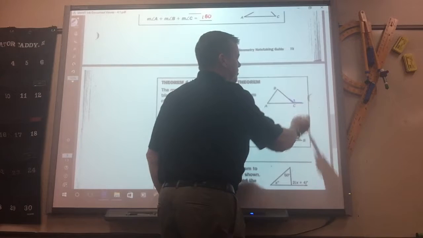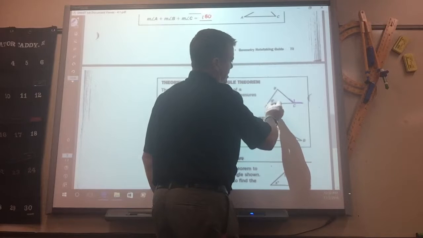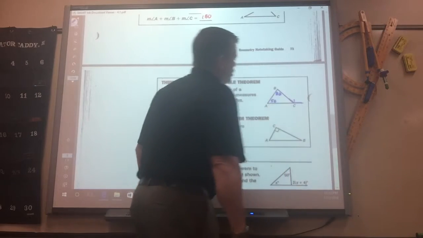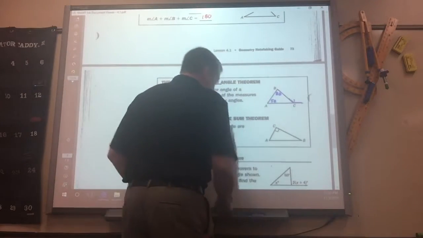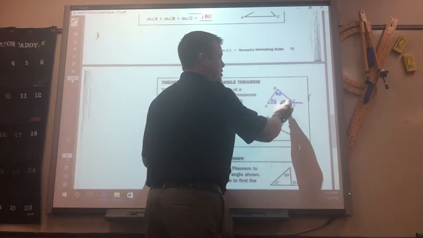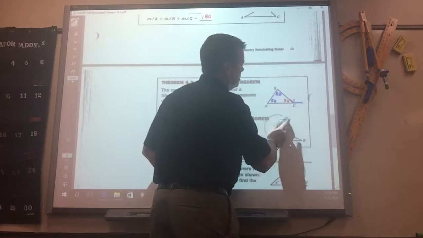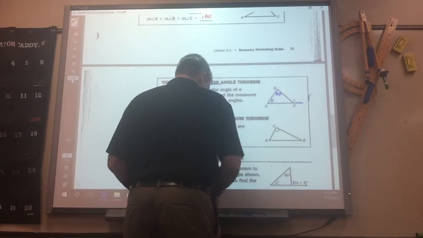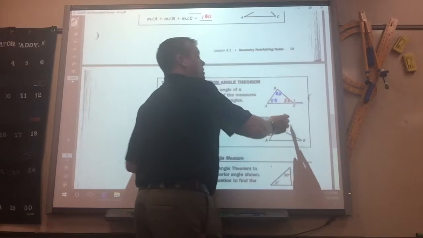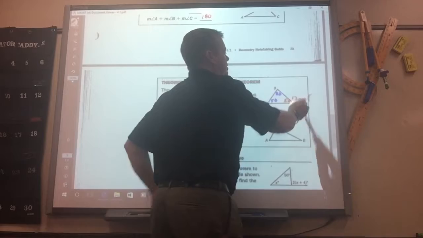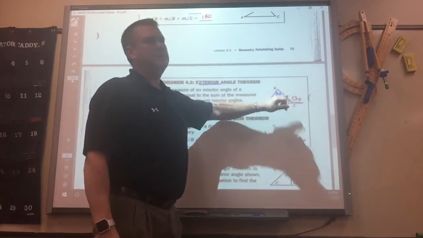This angle right here, if you knew that this was, say, 50 and this was 80, could you figure out what angle 1 is? Yes. Because this would have to be 50, so 180 minus 50 would be 130, because together they form a straight line, 180.